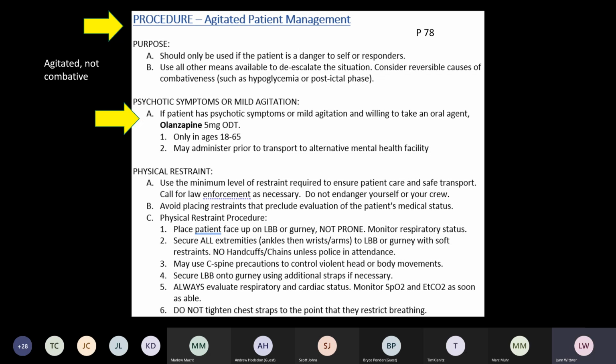Place patient face up, secure all extremities, but no handcuffs or chains. Use C-spine precautions as necessary to control violent head or body movement. Evaluate respiratory and cardiac status, monitor SpO2 and EtCO2.